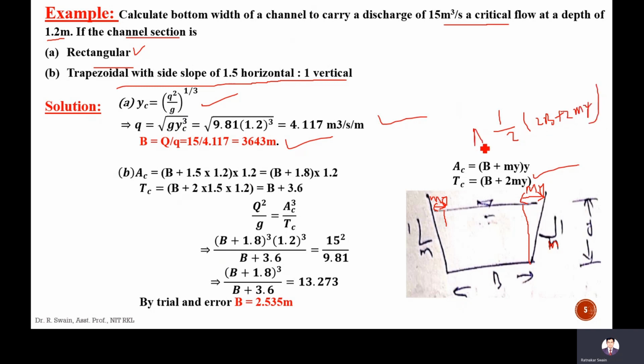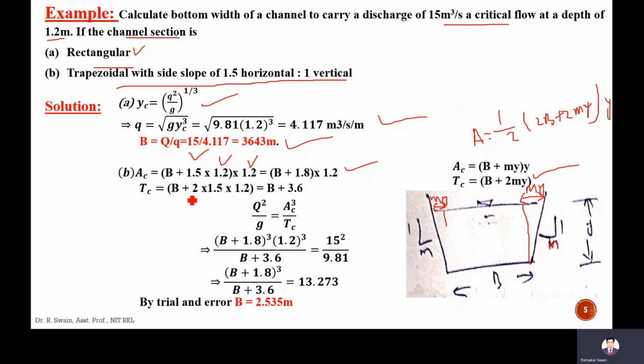Okay, this area will be half into, which will give you b plus my into y. Y you have to multiply here. So this area you can write as b plus my into y. So m is 1.5, and 1.2 is the flow depth. This way you can get the expression.